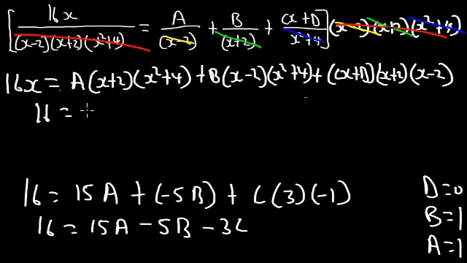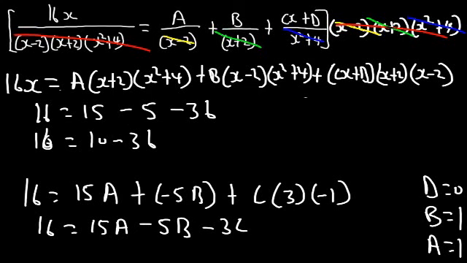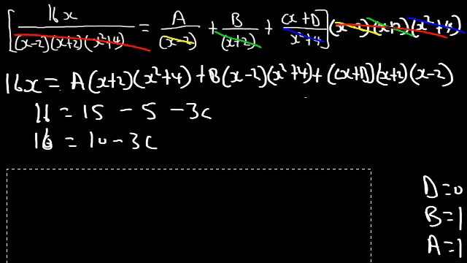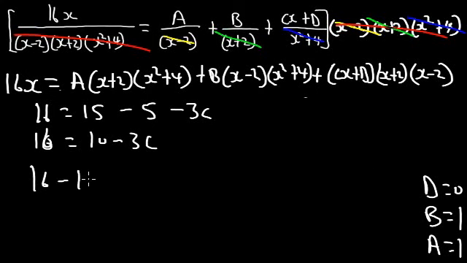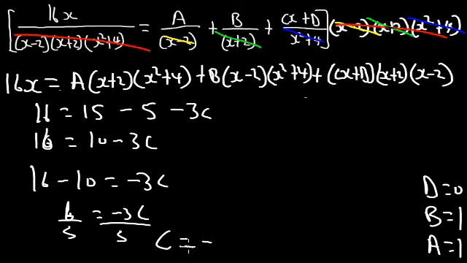So 16 equals 15. A is 1. 15 times 1 is 15. Minus 5b, b is 1, 5 times 1 is 5. Minus 3c. 16 equals 10 minus 3c. So 16 minus 10 equals negative 3c. And 6 equals negative 3c. Divided by 3, c equals negative 2. And that is the answer.